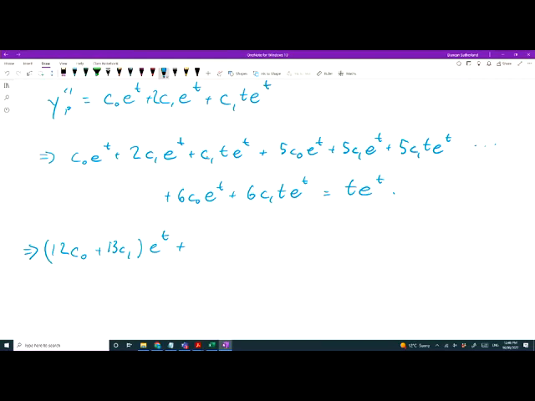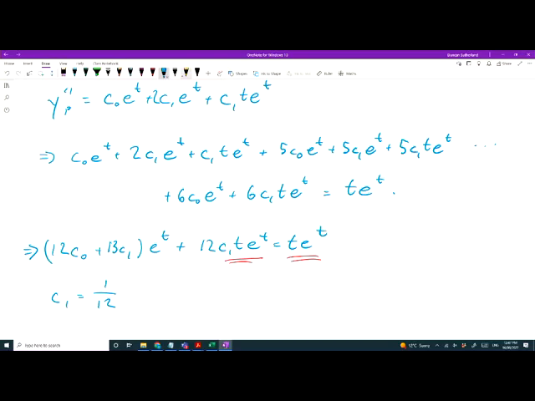And then there's T1s, we got one of them here, 6 from there, 12. Okay, so now we can equate like terms. We've got a t e to the t on the left and the right hand side. So we can find C1 immediately. C1 has to be equal to 1 over 12.